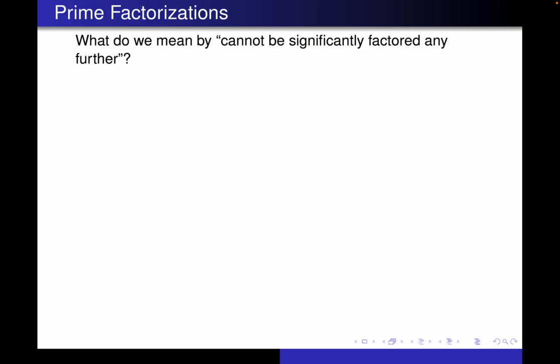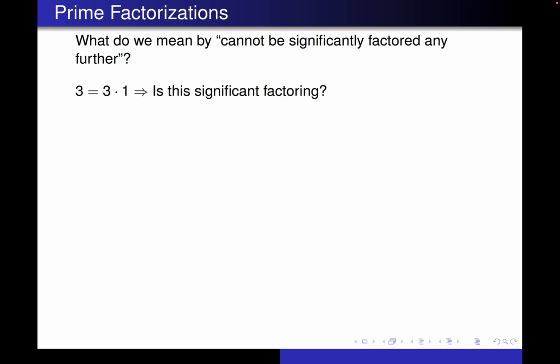Oh, that's good. We're answering the question right here. What do we mean by cannot be significantly factored any further? Well, let's try some things and see if we think they can be significant factorizations. So here's the number 3, which I'm going to factor into 3 times 1, and that's a perfectly valid factorization. Factorization just means you multiply two numbers together to get the number. 3 times 1 is 3. That's a factorization. So is that a significant factorization?